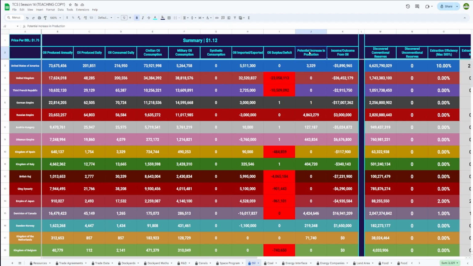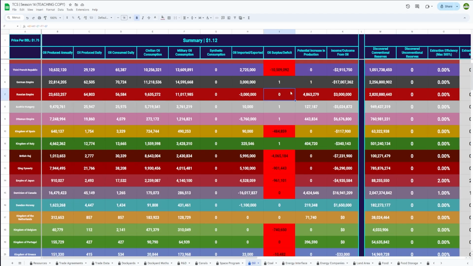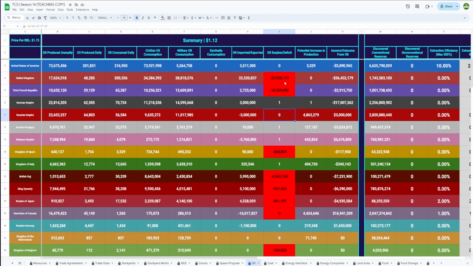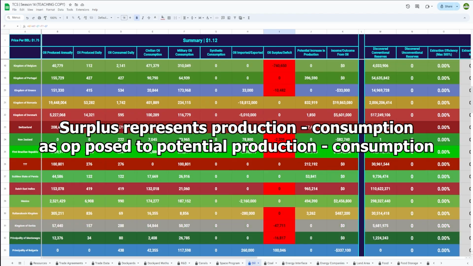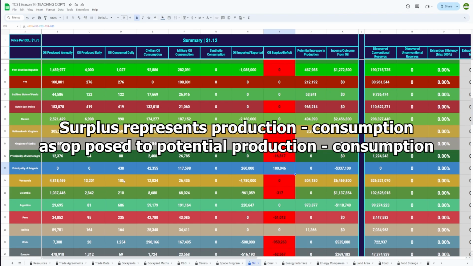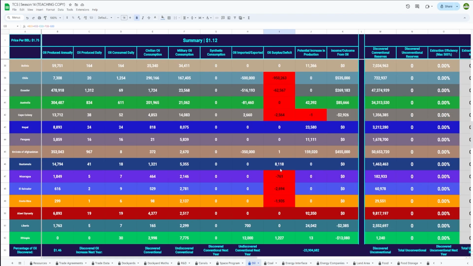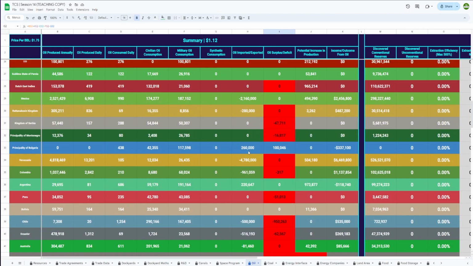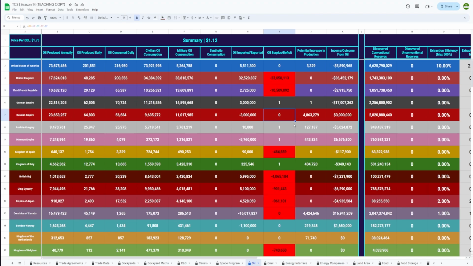Now this confuses people a lot of the time, but for example, if we go down to Russia, it says they have a 0 surplus, but that is inaccurate. They have a near 5 million surplus, as we can see here. It's just they're not using their entire surplus. So your surplus reflects how much you are pulling out of the ground each year. So we can see Bulgaria is pulling out more than they need to, so is Guatemala, so is Ethiopia. Whereas Russia is not pulling it out of the ground when it doesn't have a place to put it.